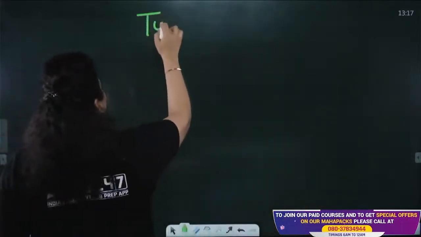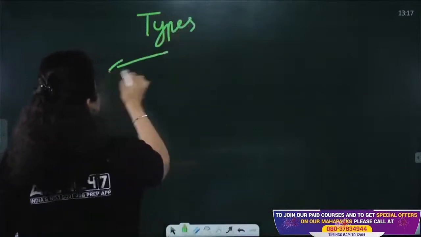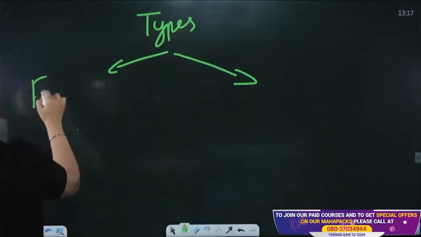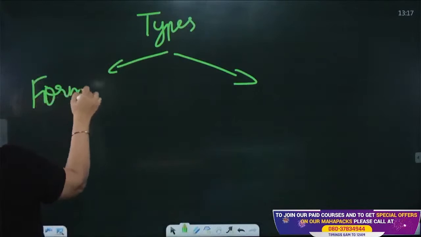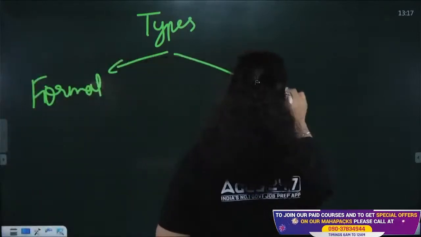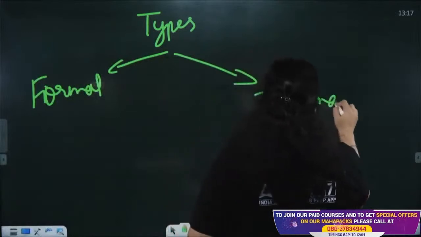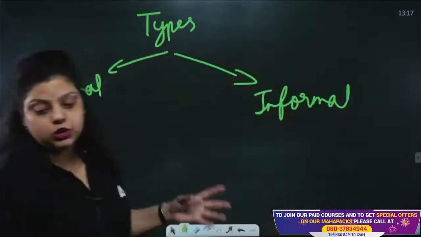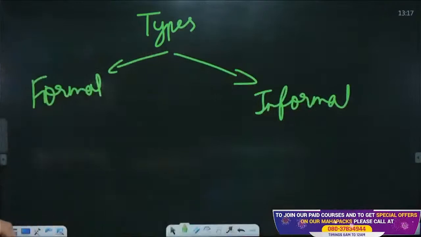Now, if I talk about the types of financial institutions, we have two types. We have formal financial institutions and we have informal financial institutions. So, what is the difference between these two? The types of financial institutions: we have formal and informal.